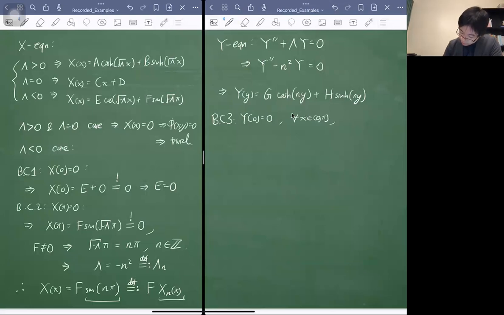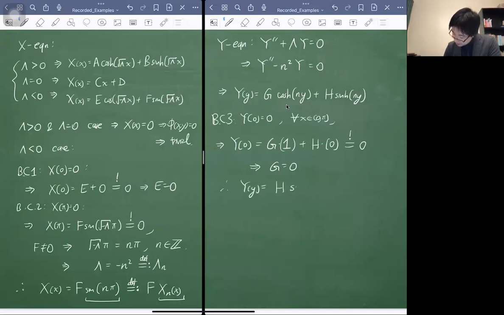So this would imply y of zero, plugging this in. So G of cosh zero is one, and H of sinh zero is zero. And I demand this to equal zero, which means G is zero. And we are left with y of y is H sinh ny. Okay. So we have one more constant left over here.